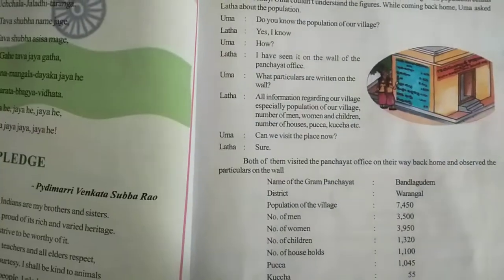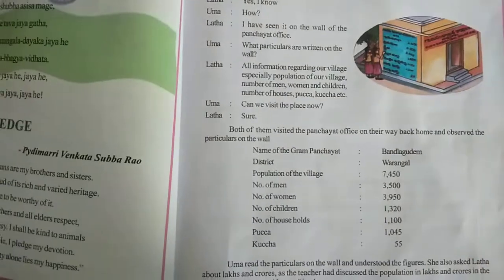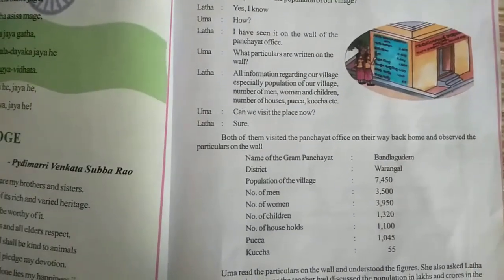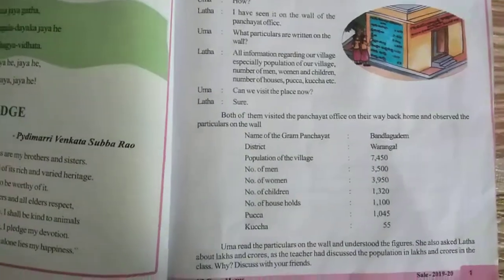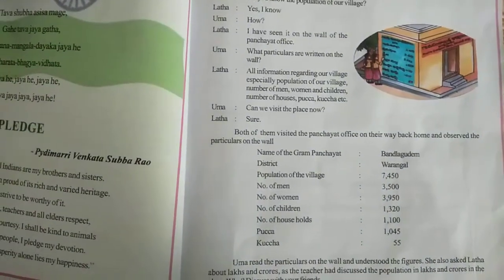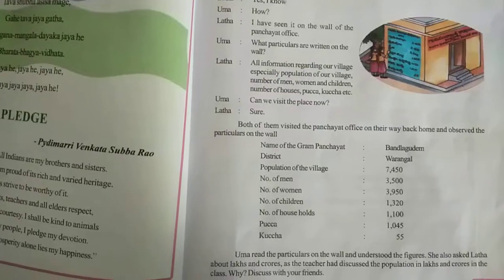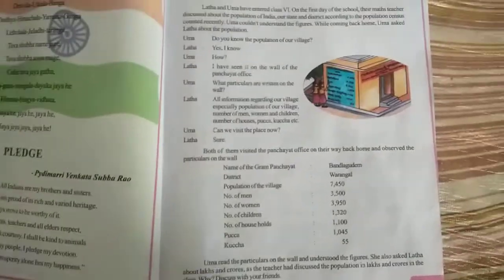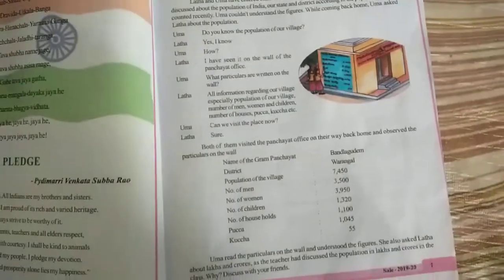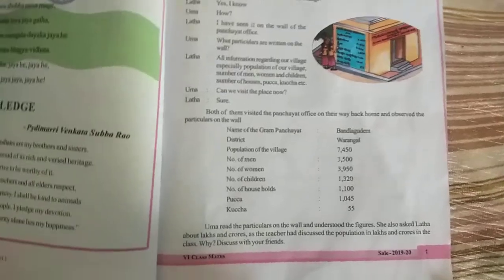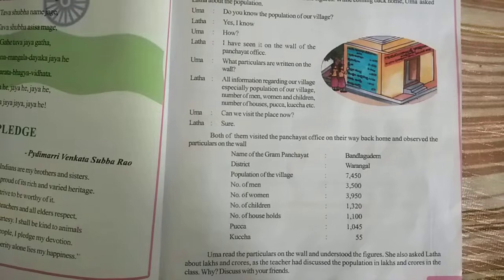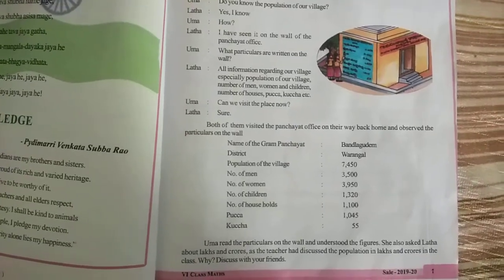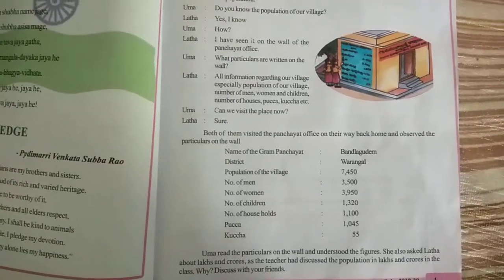Here some numbers are given for you: how many people are there in this village, the number of men, women, and children, the number of households, and how many pucca houses and kacha houses there are. Everything is given for you. This is the conversation between Lata and Uma, how they expressed to each other how to read a number, and Uma read the particulars on the wall and understood the figure.